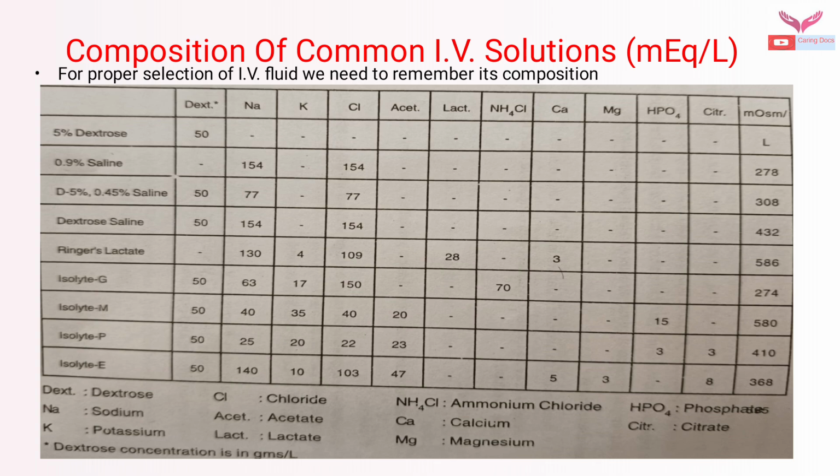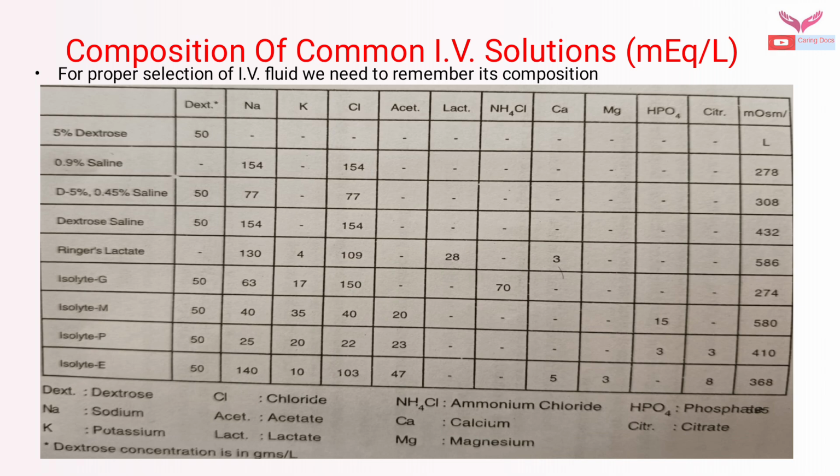This picture shows the composition of the common IV fluids. For example, 5% dextrose has 50 grams of glucose in 1 liter. It has no sodium, potassium, chloride, or any other solute. 0.9% saline has 154 of sodium, and chloride is also 154. It has an osmolality of 278.